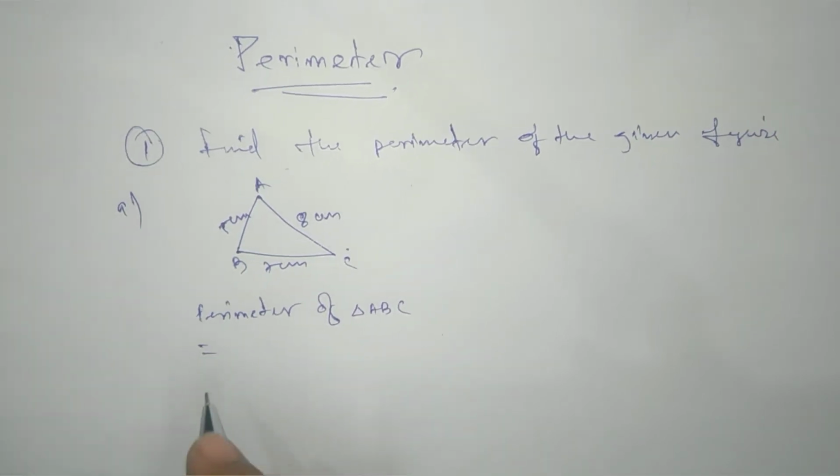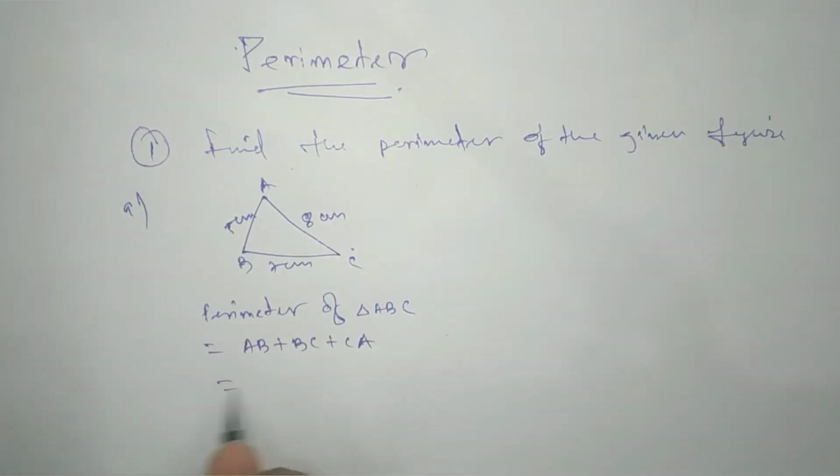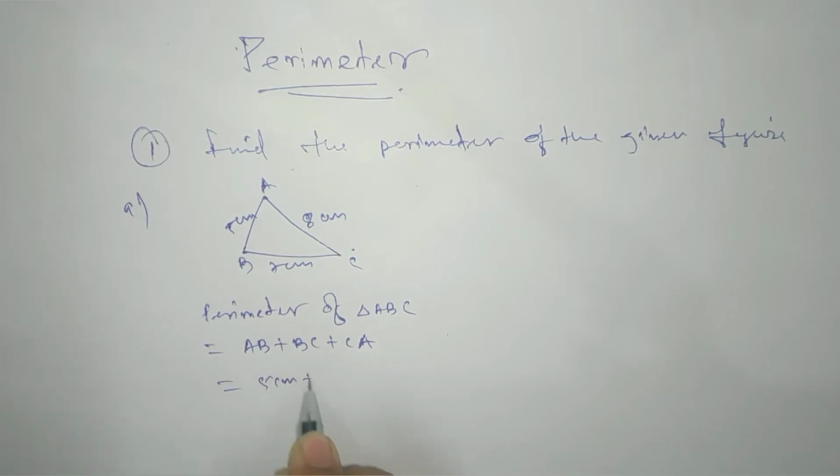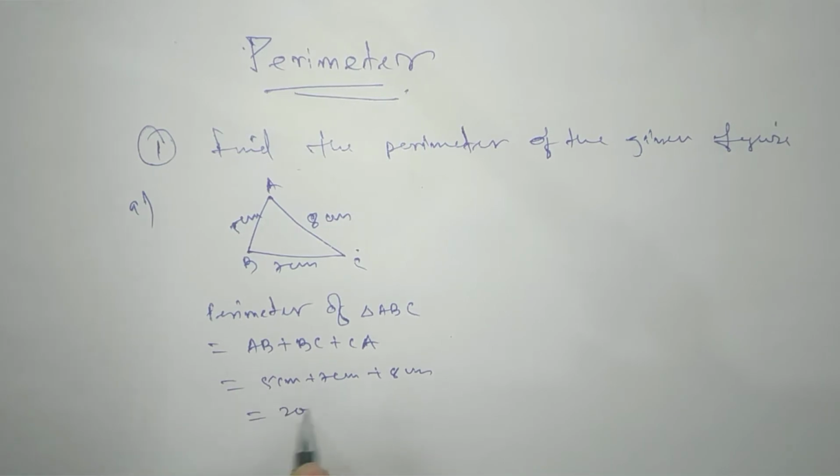That means sum of all sides. Here the sum of all sides means AB plus BC plus CA. Now you substitute the values, that is 5 cm plus 7 cm plus 8 cm, and your answer is 20 cm.